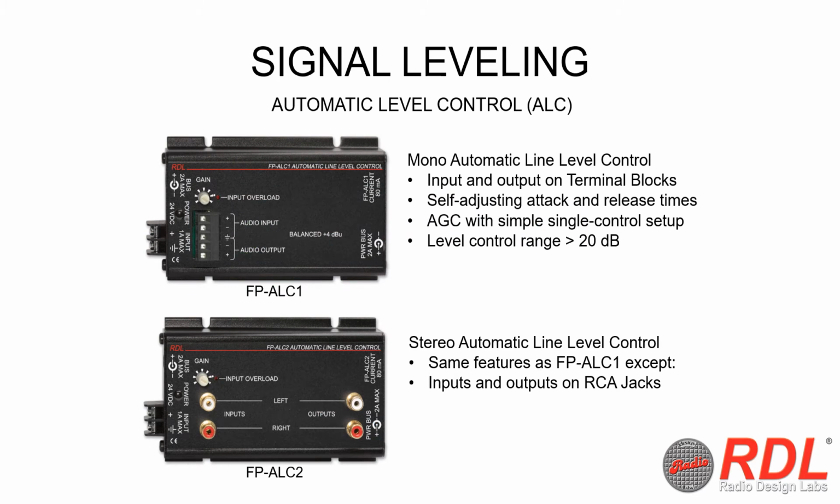The FP-ALC1 is a mono automatic line level control. It has an input and output on terminal blocks. It has self-adjusting attack and release times, and the automatic gain control has a simple single control setup. You can adjust levels up to 20 dB. The FP-ALC2 is a stereo automatic line level control, has the same features as the FP-ALC1 except both the inputs and the outputs are on RCA jacks.